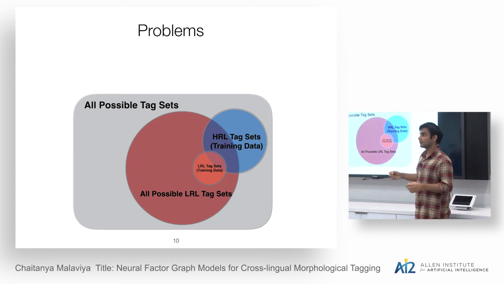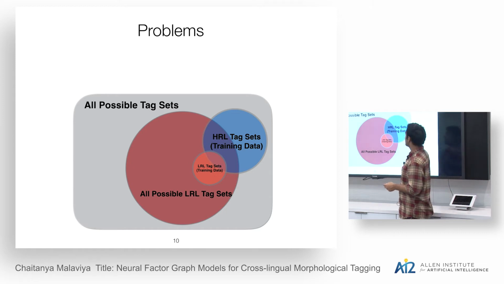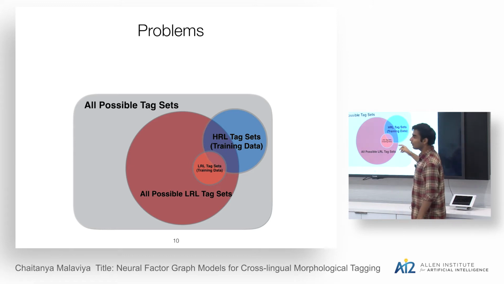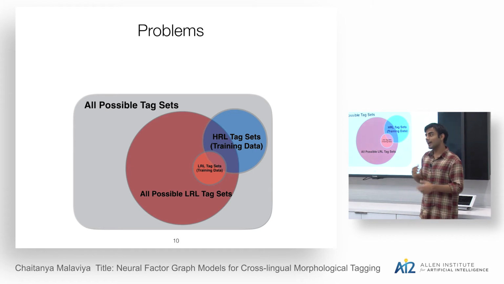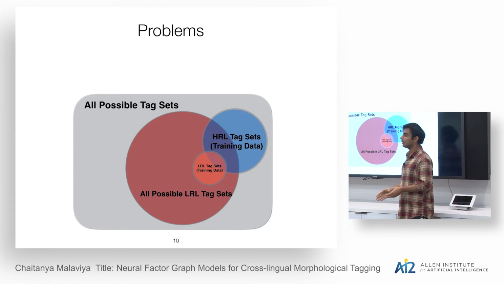The training data that we're given when we're doing cross-lingual training is the set of high resource language tag sets as well as the low resource language tag sets. And we're basically constrained to only generate tag sets that belong to this region. We're not accurately representing or generalizing well enough to all the tag sets that could be seen in the low resource language.